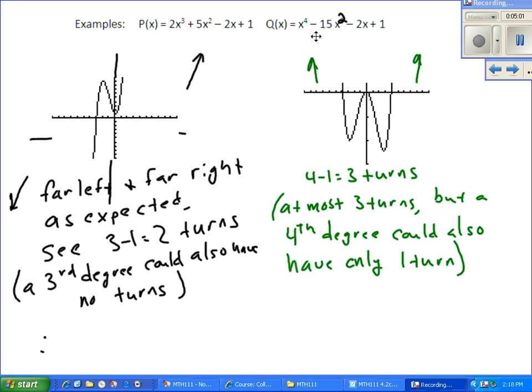And then this one, x to the fourth, subtract 15x squared. Again, leading coefficient's positive 1. The degree is an even 4. And so both on the left and the right, we see it's increasing, and we're seeing 3 terms. The fourth degree polynomials will have at most 3 terms, but it could also have only 1 term.